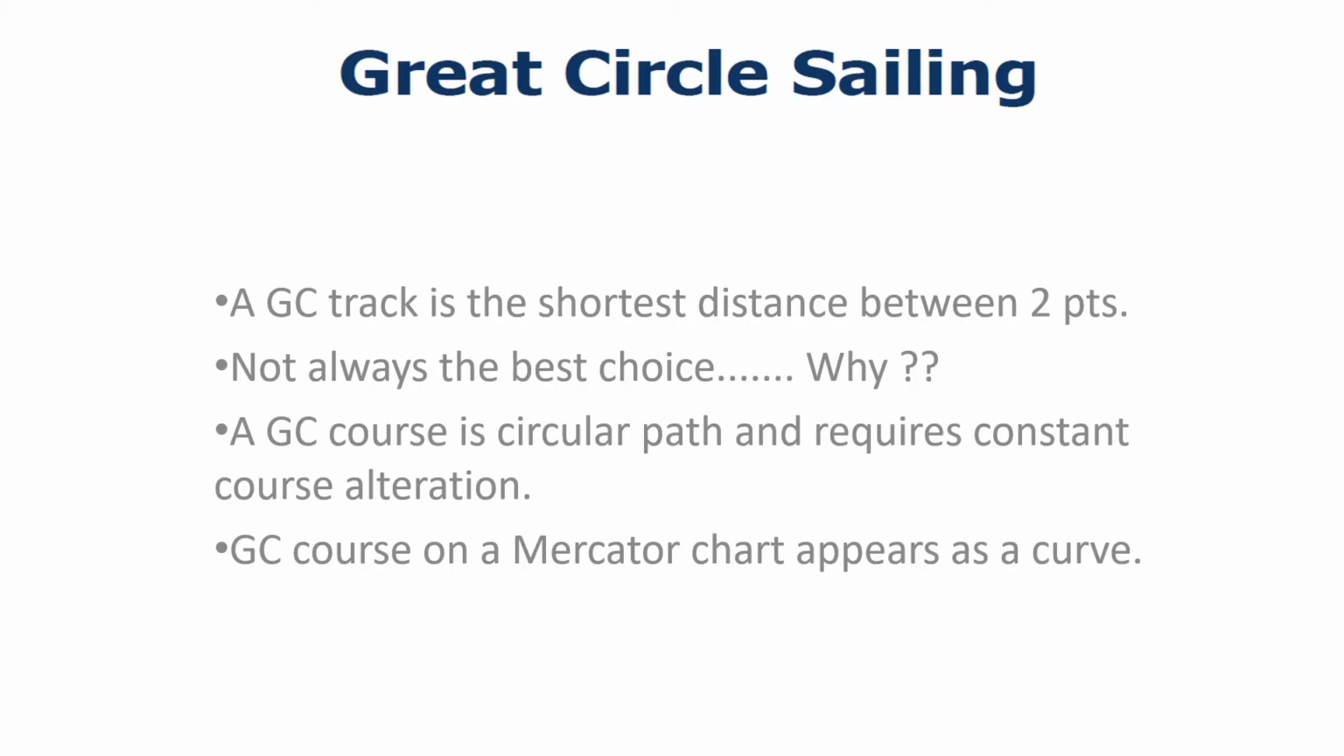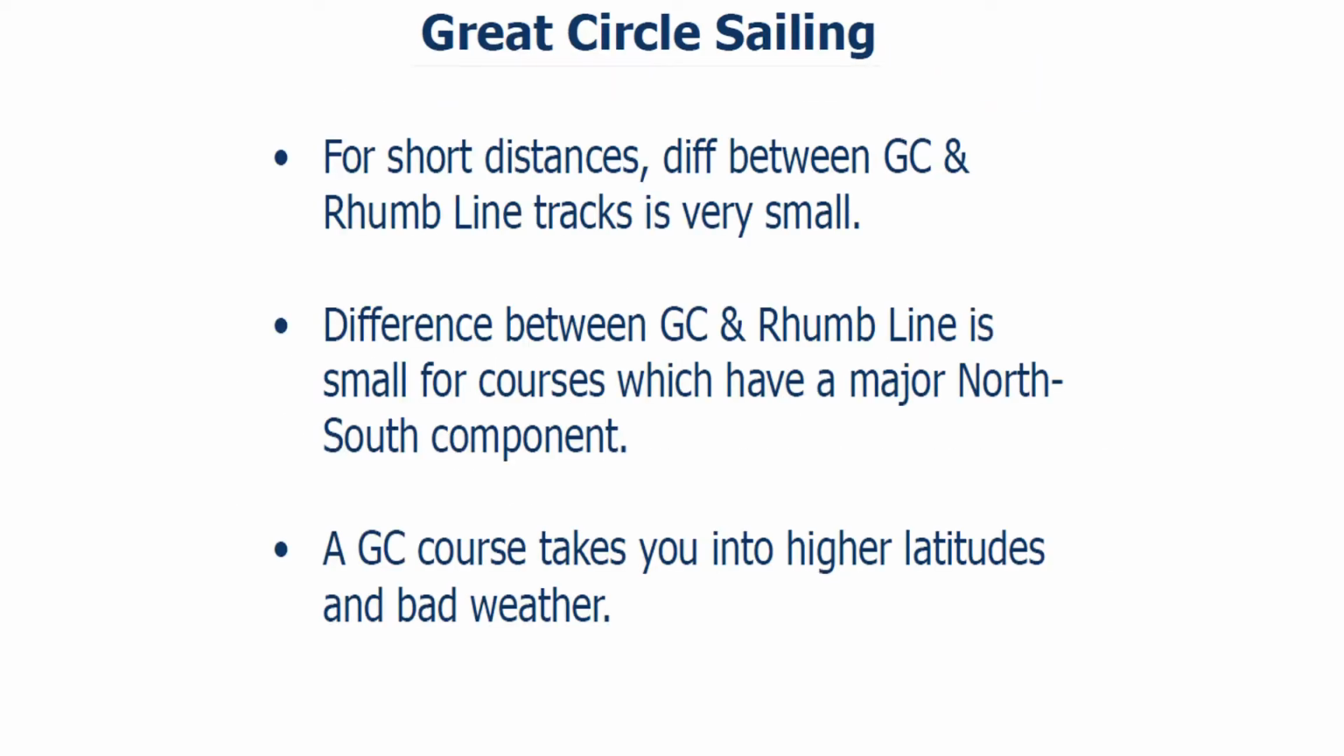Also, the great circle course often takes us through higher latitudes, and higher latitudes are often associated with bad weather such as cold climates and ice accretion, and your magnetic compass also becomes a bit unreliable. For short distances and for perpendicular courses, the difference between rhumb line and great circle is not much. They are pretty similar.